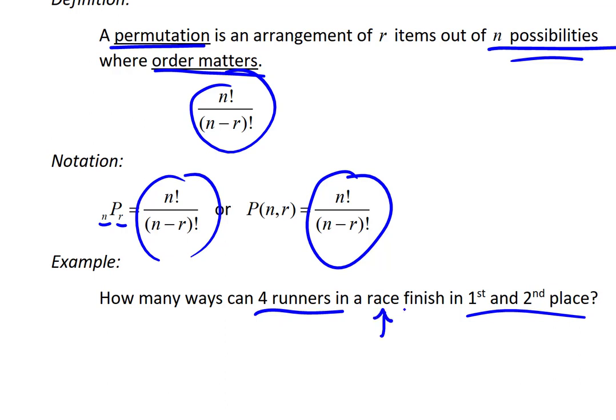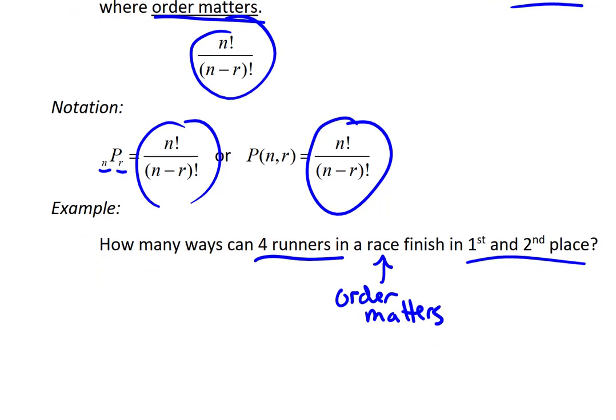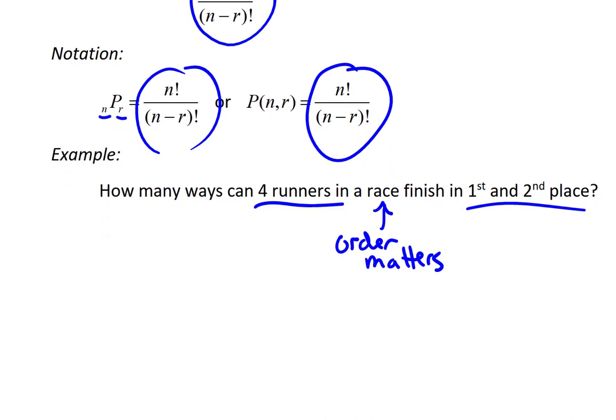In the case of a race, we would say the order matters, right? There's a big difference between finishing first or finishing second, and so we say the order matters. That's going to help us determine how we're going to set up this process. Now it says how many ways can 4 runners finish in first and second place. So this is the case where we're picking 2 out of 4 possibilities.